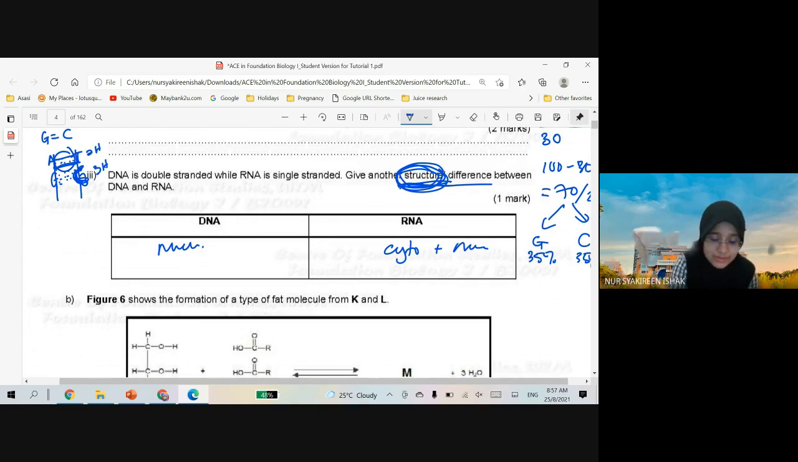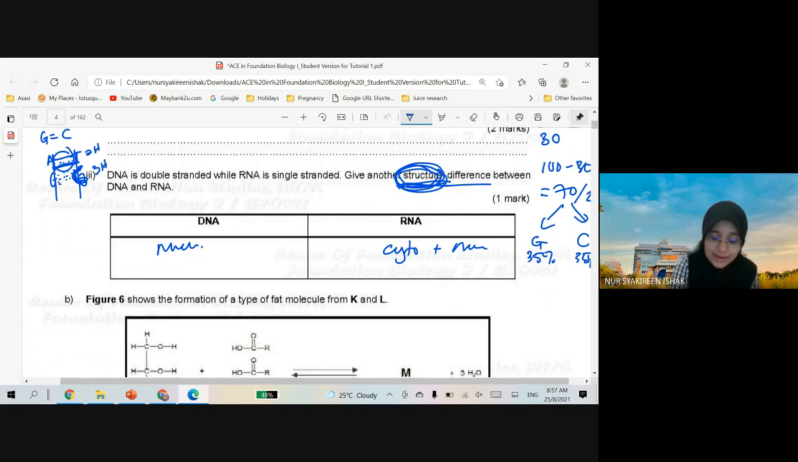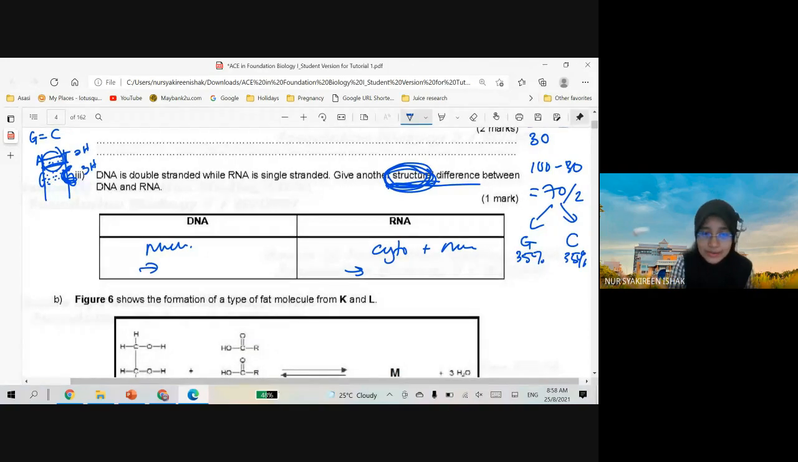Okay, structural difference. So in this case, one of the answers can be in terms of the ribose sugar. Okay, the 5 carbon sugar. So the 5 carbon sugar in RNA is ribose. Awak boleh bagi tahu kan. So the 5 carbon sugar present in the nucleotide of RNA is ribose. For DNA, the 5 carbon sugar that is present in the nucleotide is deoxyribose. Itu perbezaan yang pertama. So perbezaan dia mesti apple to apple. So baru awak boleh dapat 1 markah.